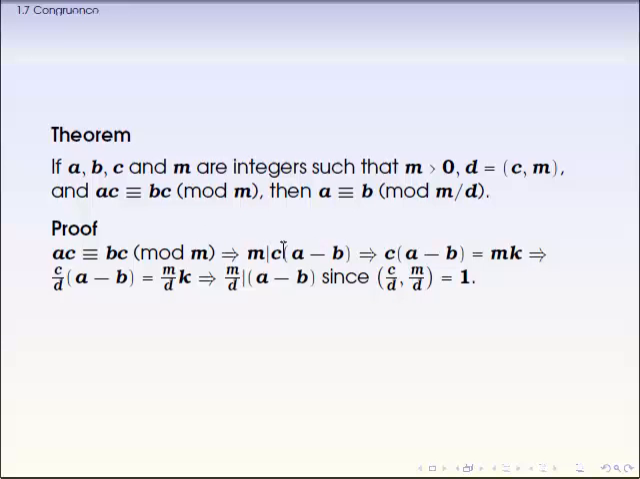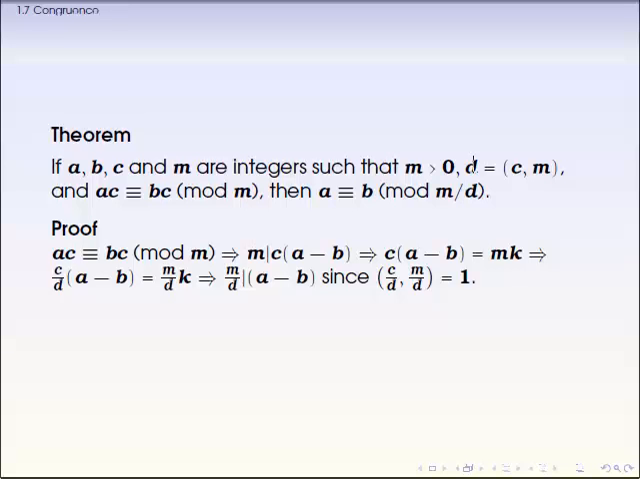Same thing, so m is a divisor of c times (a minus b), which means c times (a minus b) is a multiple of m. So for some integer k, we can say c times (a minus b) equals mk. Let's divide both sides by d, putting d under c and m on each side. Then this equality changes to c over d times (a minus b) equals m over d times k.